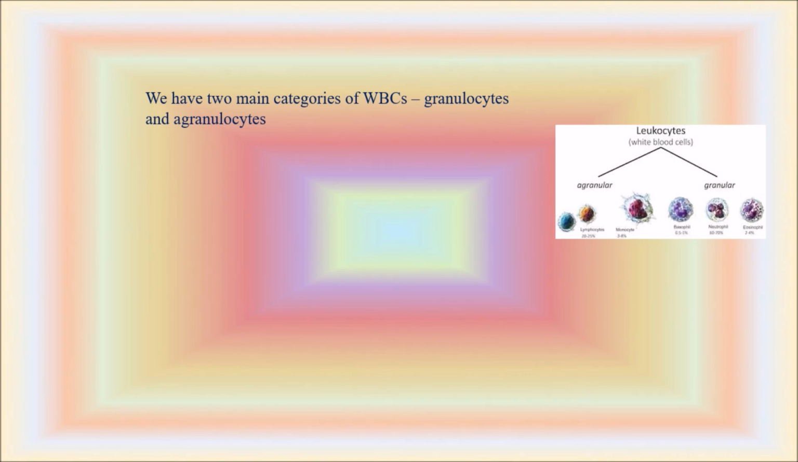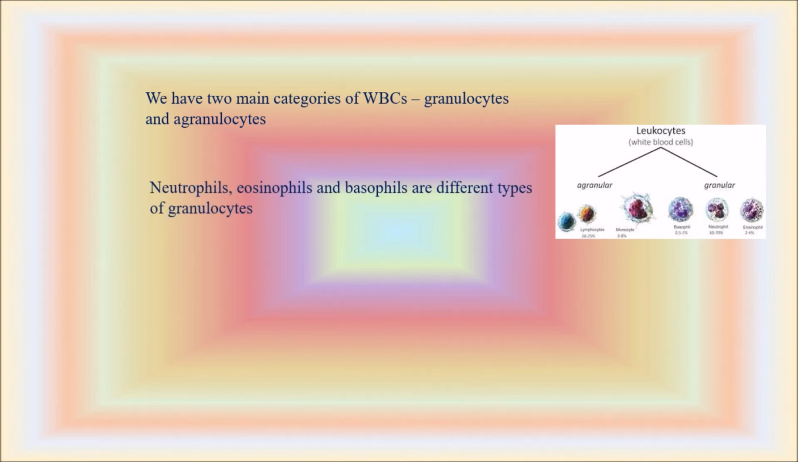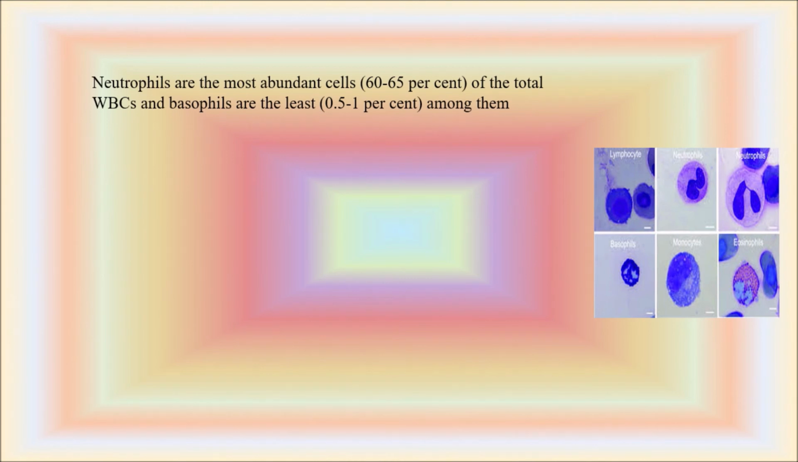In leukocytes we have two categories: granulocytes and agranulocytes. Neutrophils, eosinophils and basophils are different types of granulocytes. Lymphocytes and monocytes are the agranulocytes. You can see the pictures of neutrophils, basophils, eosinophils and all. Neutrophils are the most abundant cells, 60 to 65% of the total WBC, and basophils are the least with 0.5 to 1%.